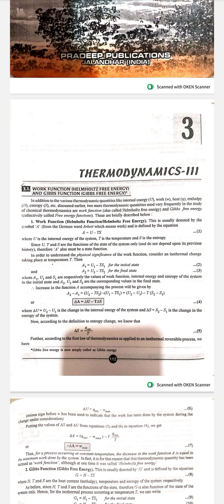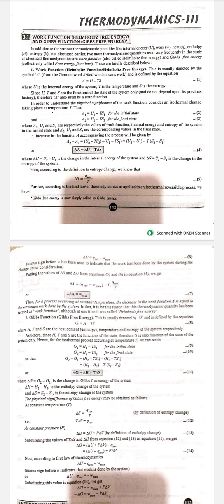In order to understand the physical significance of work function, consider an isothermal change taking place at temperature T. Then A1 = U1 - TS1 for the initial state and A2 = U2 - TS2 for the final state, where A1, U1, and S1 are respectively the values of work function, internal energy, and entropy of the system in the initial state, and A2, U2, and S2 are the corresponding values in the final state.